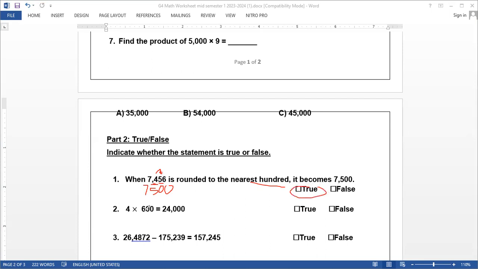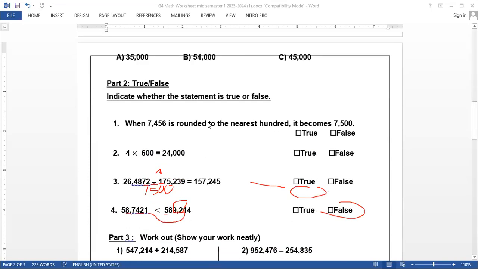Now multiply 6 by 4 only. Equals 24. But I need 2 zeros, and he put here 3 zeros. So it's false. Now subtraction. The true or false. Next question.